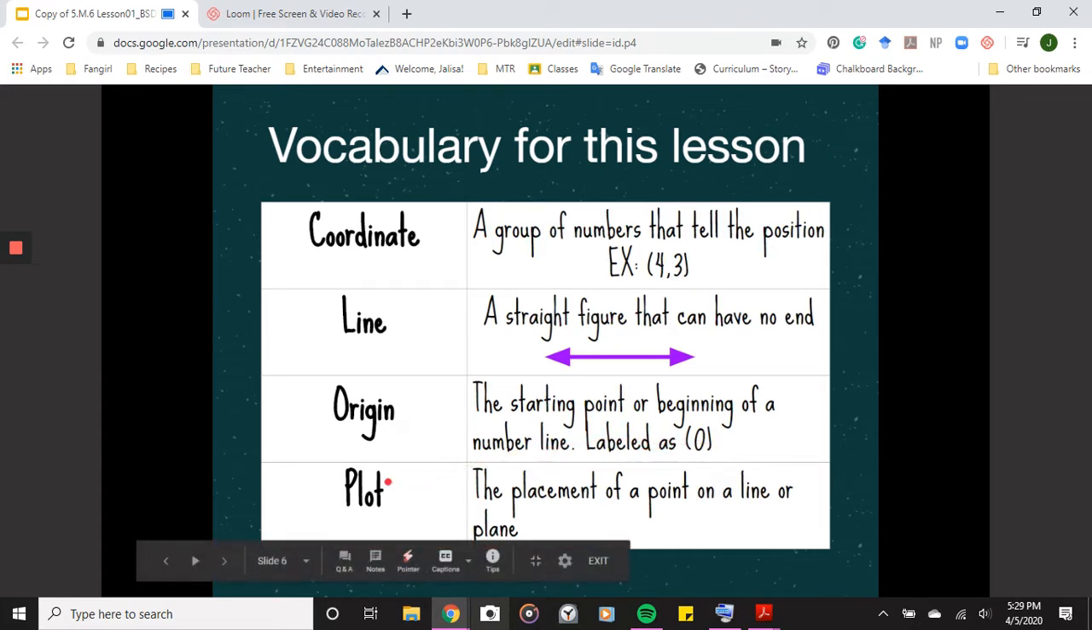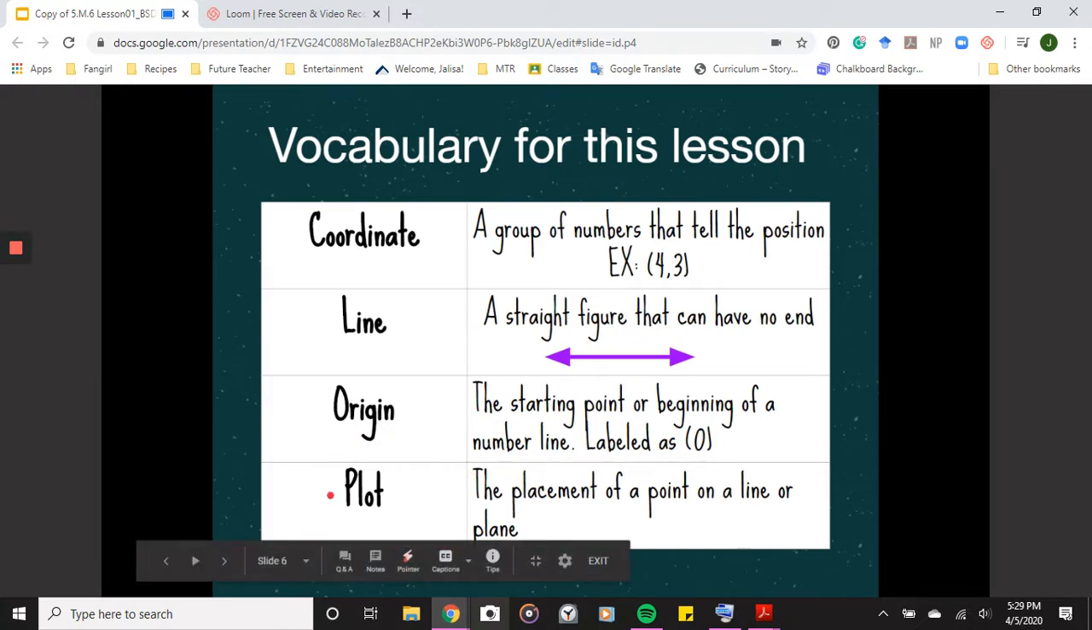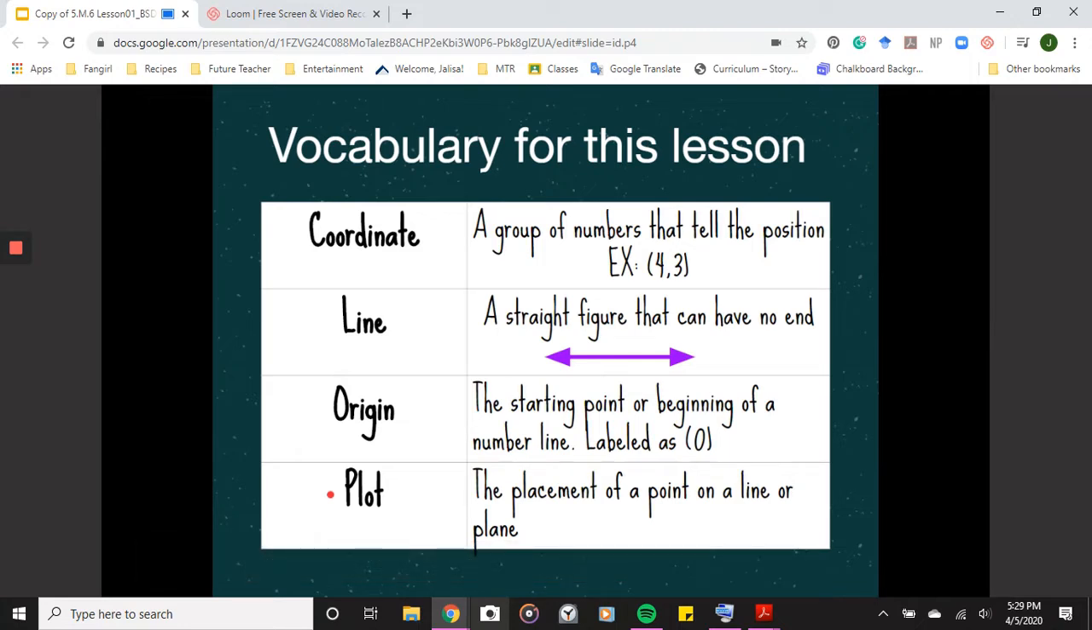Pretty simple, pretty easy. The last word is plot. Plot is the placement of a number on a line or a plane. Now, once again, a number line is what we're going to be working with today. A coordinate plane is something that we go into in the next lesson, or we kind of define as we go deeper into Module 6. The questions that we have today are going to ask us to plot a letter, a shape, a box, or whatever it may be on a number line.